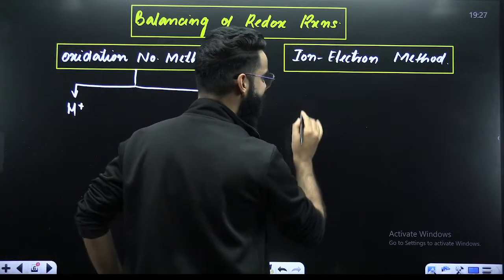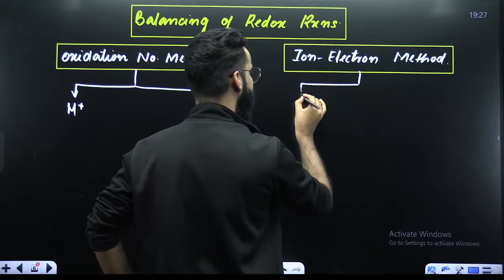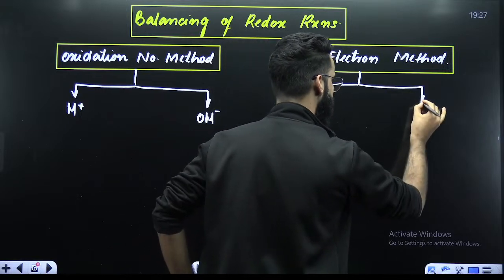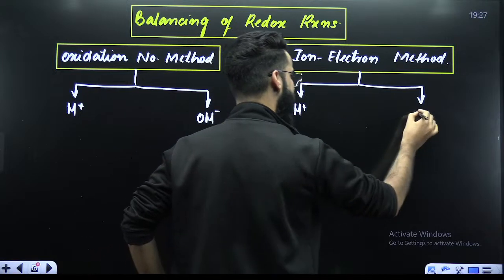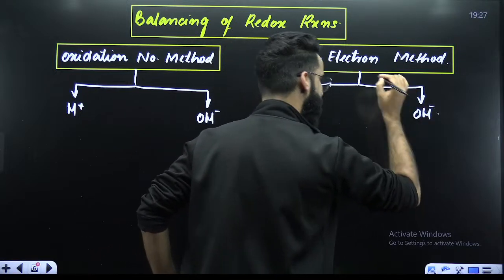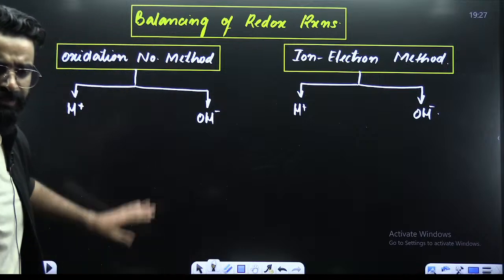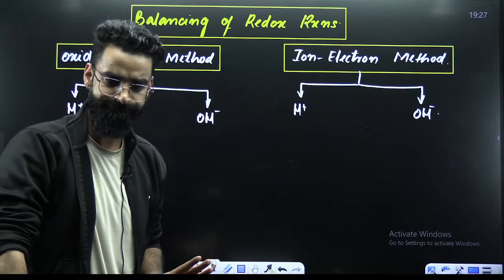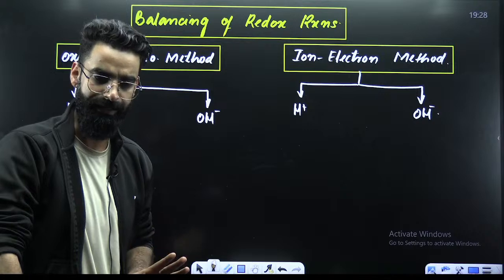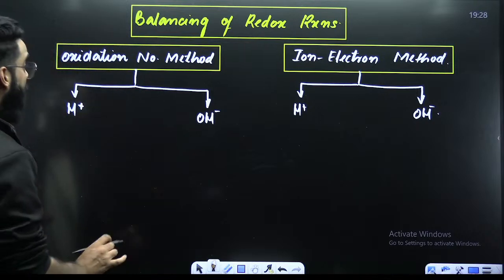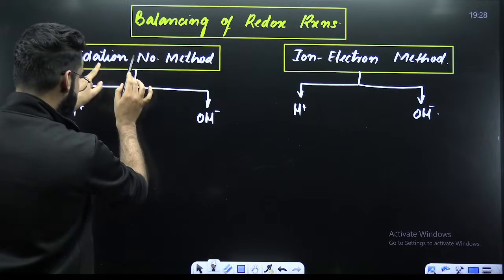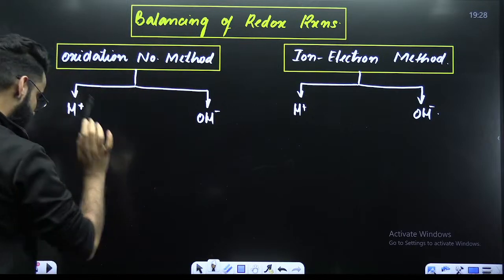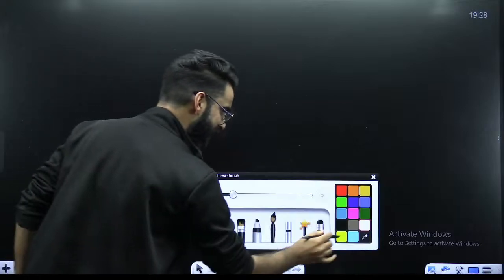Similarly, ion-electron method also we are going to study in two mediums. First, we shall be discussing ion-electron method in acidic medium and ion-electron method in basic medium, right? So all this I'm going to teach you in detail. And right now, let's get started with the balancing of redox reactions with the help of oxidation number method in acidic medium.